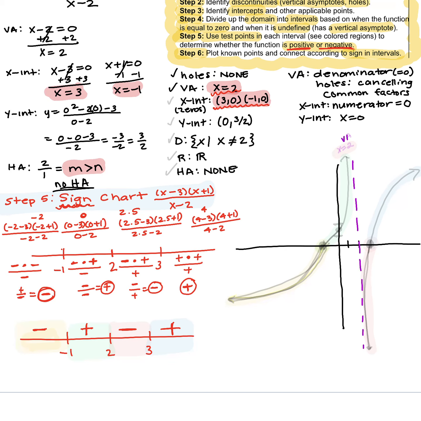Okay, and that's my vertical asymptote at x equals 2. Now here we have the x-intercepts, and these x-intercepts are going to be at (3, 0) and (-1, 0). So I'm going to go to (3, 0), 1, 2, 3, and draw my x-intercept. I'm going to draw it pretty big so that it stands out, and then at (-1, 0), that's my other x-intercept right there. Okay, so we already drew those.